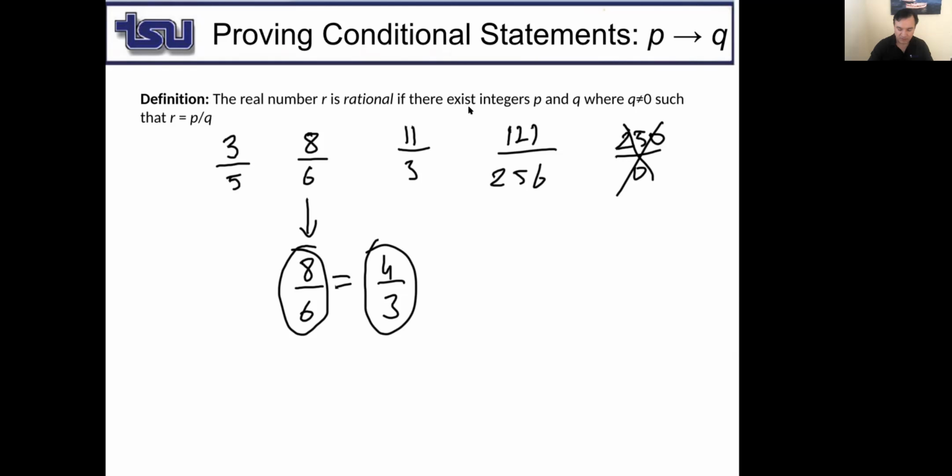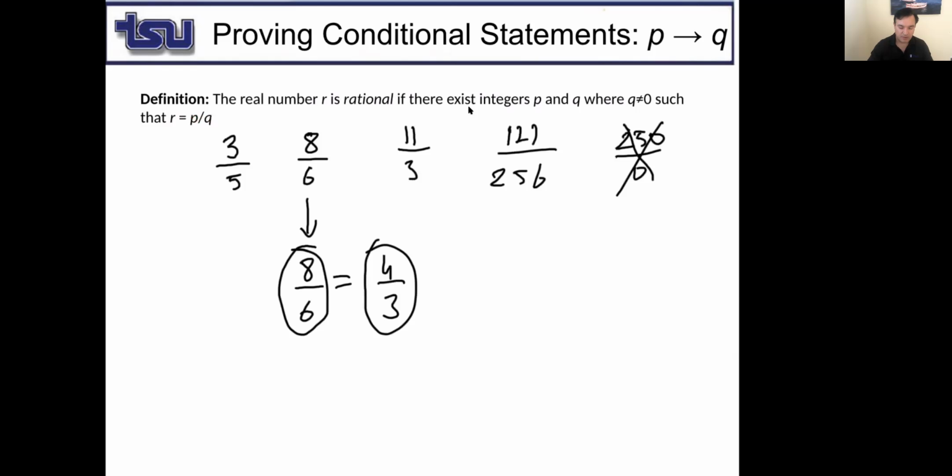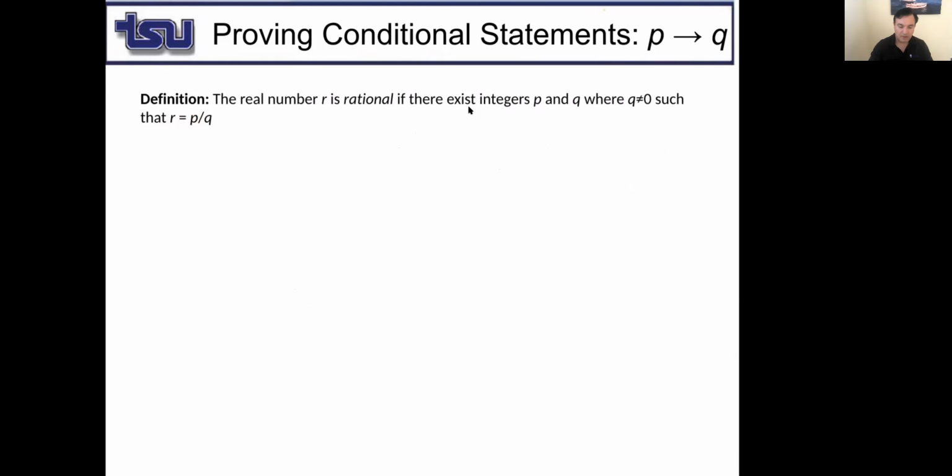So given the definition of rational numbers, again, a real number r is rational if there exist p and q such that r is equal to p over q and q is not 0. Okay, now we are going to prove that the sum of two rational numbers is rational. We are going to use direct proof to show that.